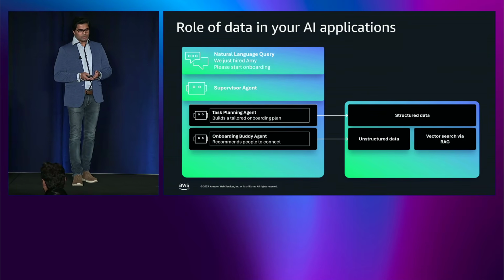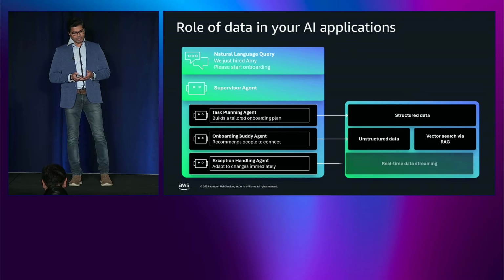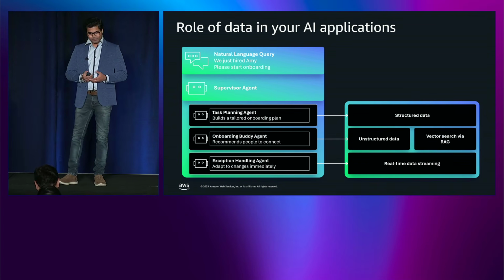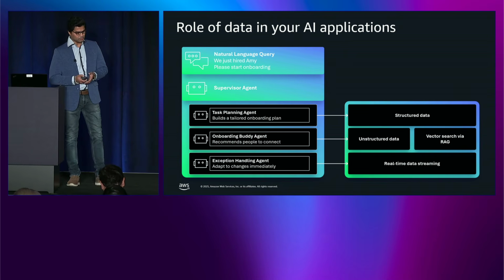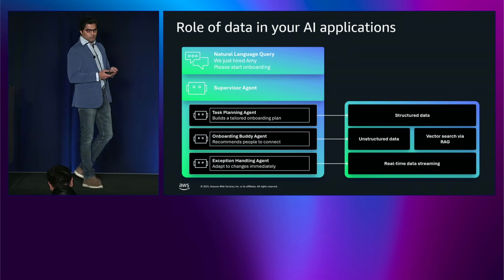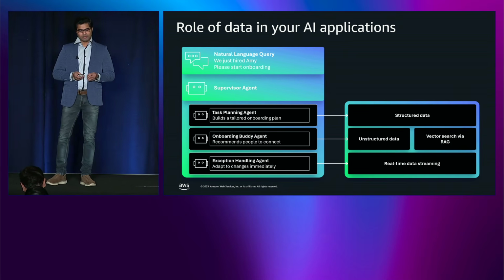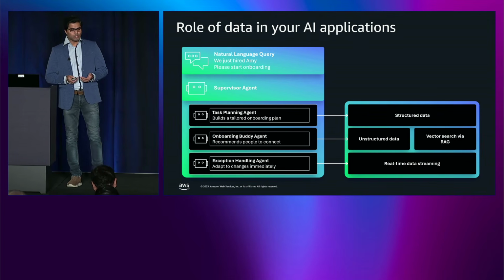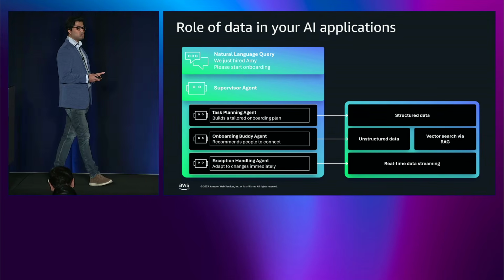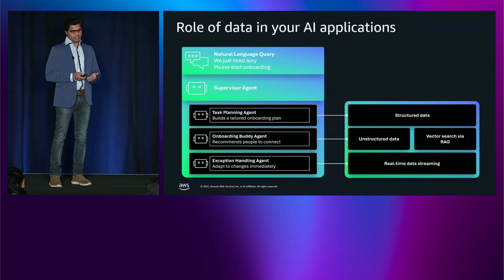Now, let's understand the role of data in AI with a real-world use case. Let's assume you have an agentic AI HR onboarding system where you are sending a message saying, we have just hired Amy, please start onboarding. And with that, a network of agents are activated through a supervisor agent or through an orchestration agent.